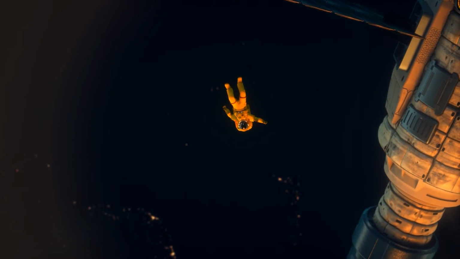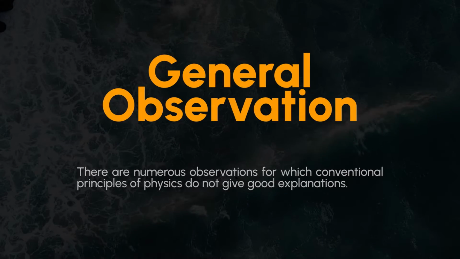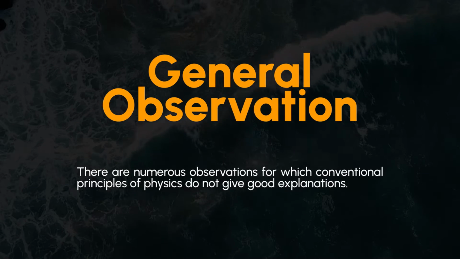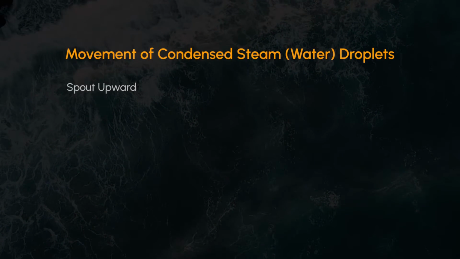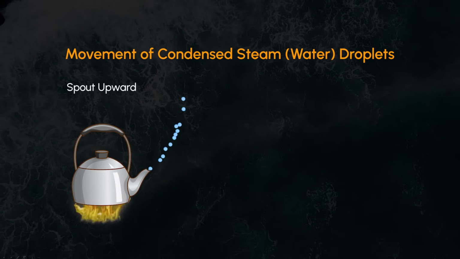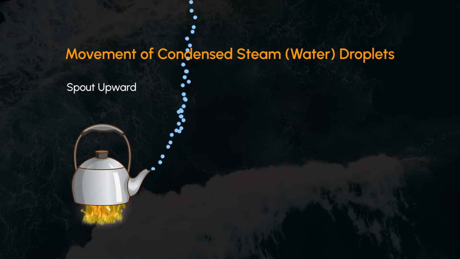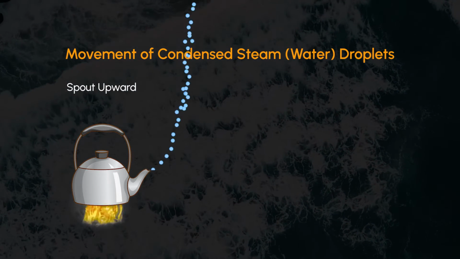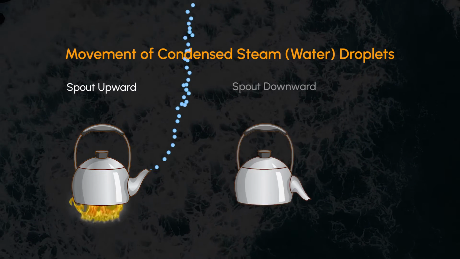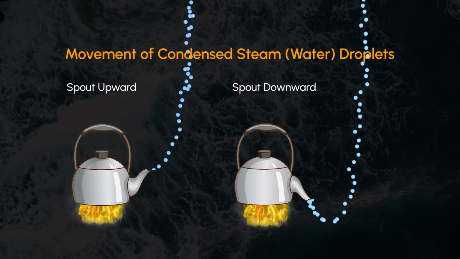Antigravity, a force yet to be recognized by physics. There are numerous observations for which conventional principles of physics do not give good explanations. For example, consider a boiling kettle of water. Steam coming from the spout is invisible, but as it condenses, droplets become visible. We see condensed water droplets rising. Even if the spout of the kettle is inverted, the condensed water droplets will rise.